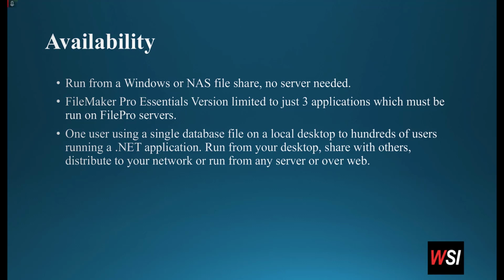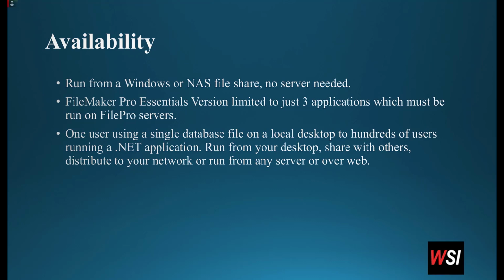Access applications can be run from Windows. It can be run from a network file share. There's no server needed for that. You don't need to use an Access server or a Microsoft server to run your software. You can run it on the desktop. You can run it on the web. You can run it over a network.